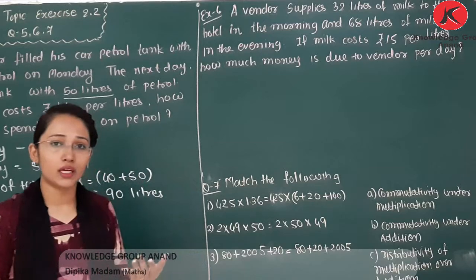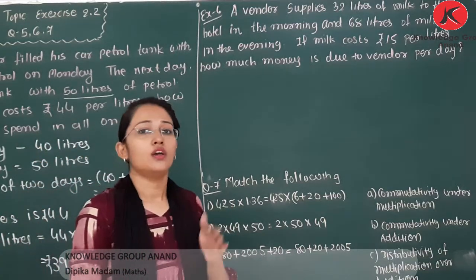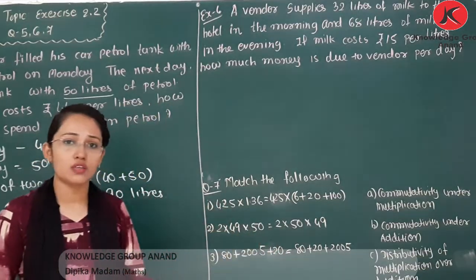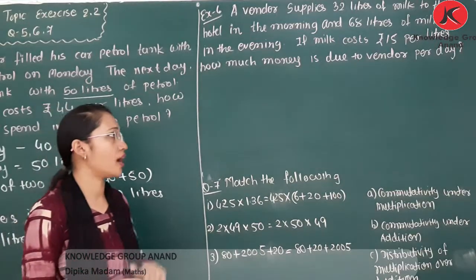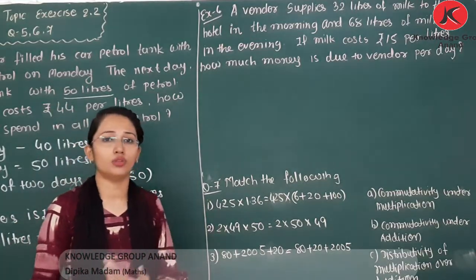How much milk is supplied in the morning? 32 liters. In the evening, 68 liters. If the cost is 15 per liter, how much money is given to the vendor?